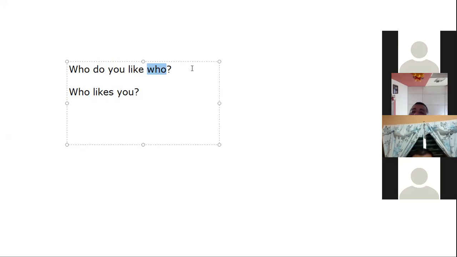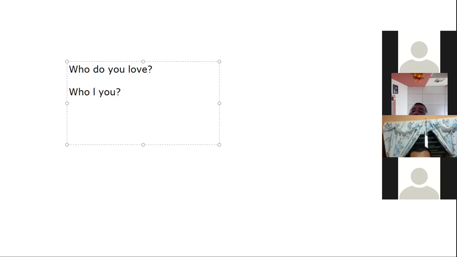Para que me lo entiendan bien, voy a cambiar el verbo. Love me parece un poco más entendible, ¿verdad? Vamos a cambiar el verbo. Me parece que love es más sencillo de entender. Vale, hoy sí. ¿A quién amas tú sería? Who do you love?